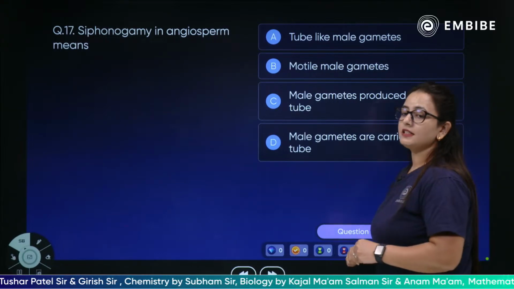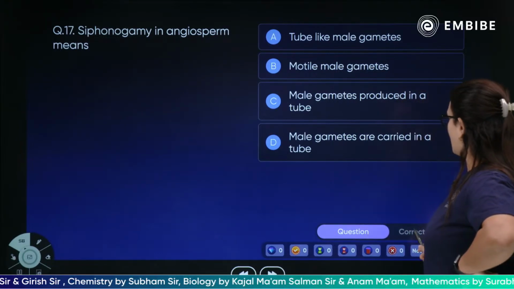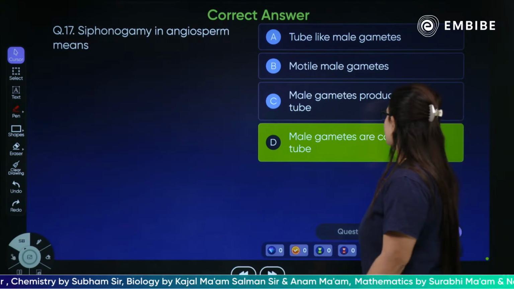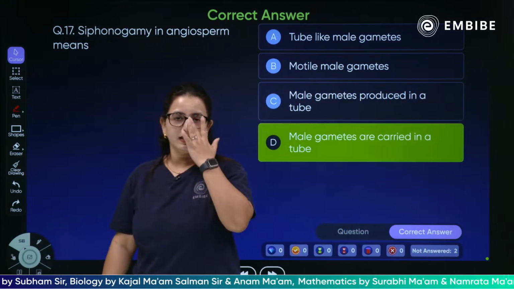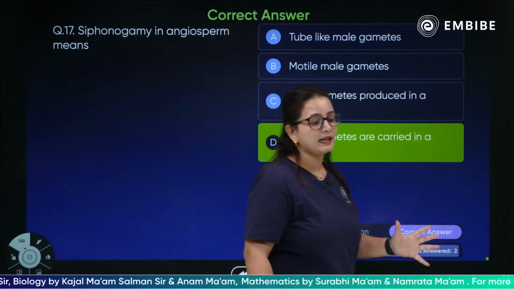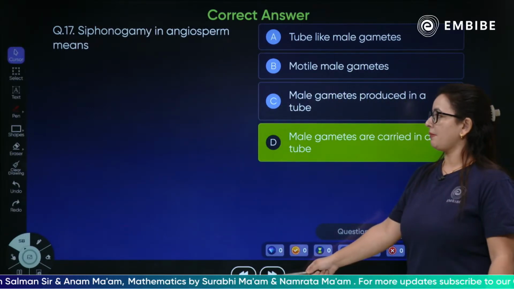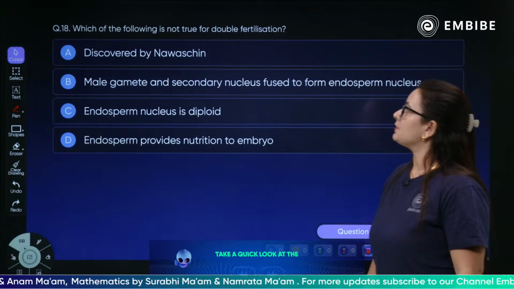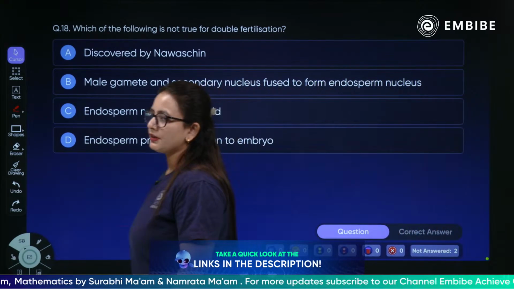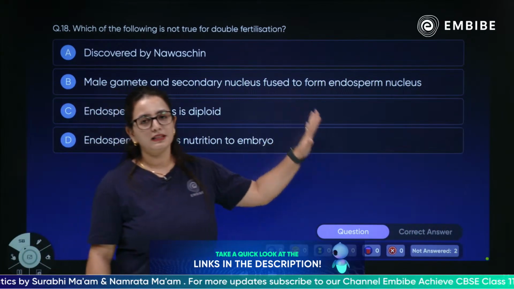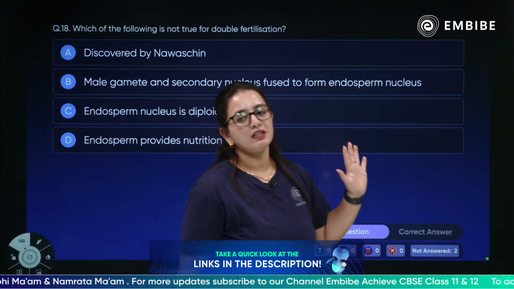Yes, the correct answer leading to siphonogamy is that the male gametes are carried in a tube. Siphonogamy means that the male gametes are carried in a tube for fertilization towards the female gamete. Next question: which of the following is not true about double fertilization? Which among them is not true about the fertilization?